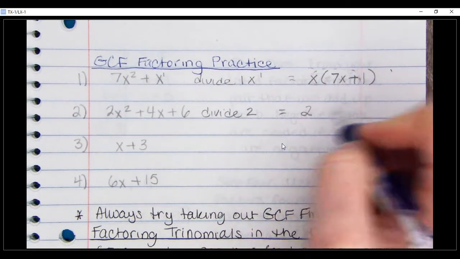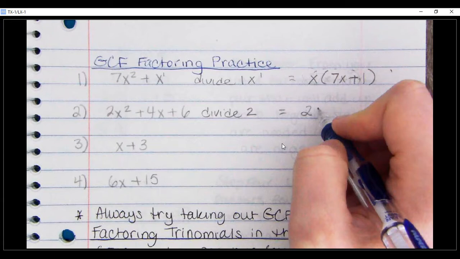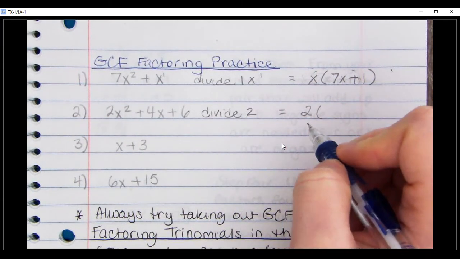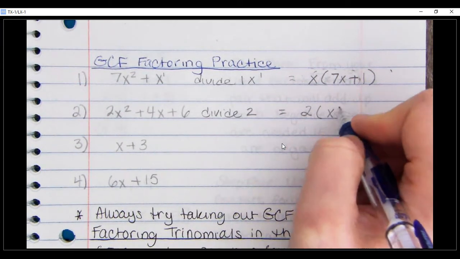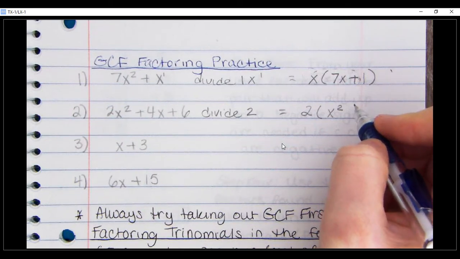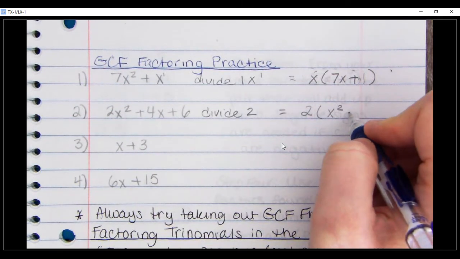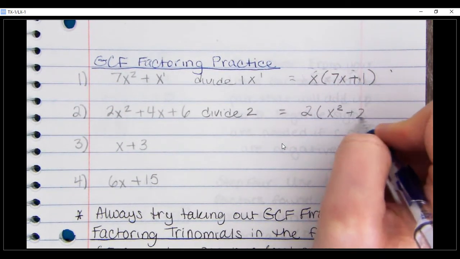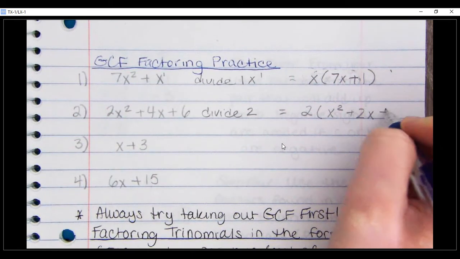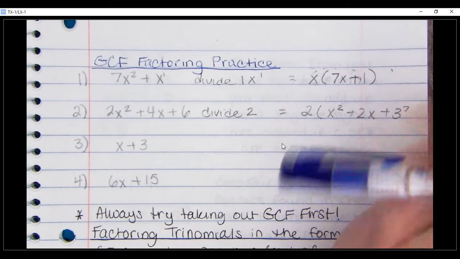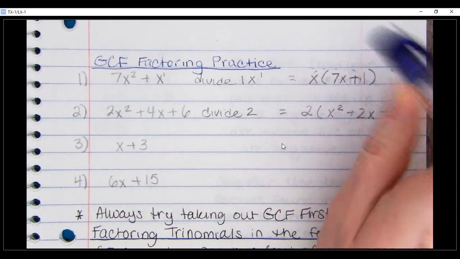So I'm going to take what I divided by and put it in front of the parentheses. 2x squared divided by 2 will just give us x squared. 4x divided by 2 is just going to be 2x. And 6 divided by 2 is 3. And I have my answer.